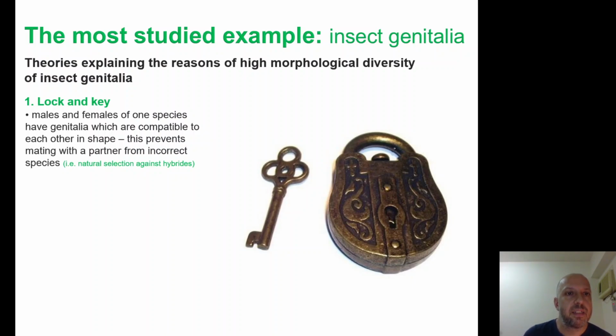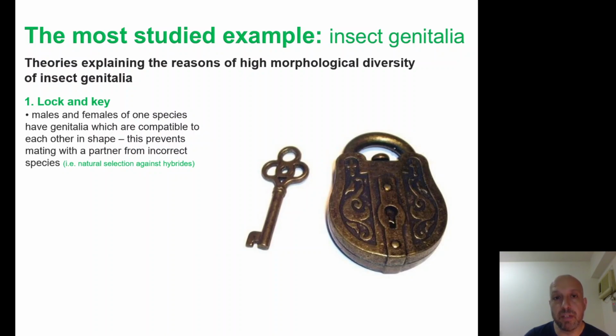Basically, the idea is that males and females are somehow compatible. Their genitalia fit each other like the key and the lock. That naturally means that a male of species A can only mate with a female of the same species, because if they make a mistake and try with a female of another species, their genitalia are not fitting, right? So the idea was that this is something like natural selection against hybrids. Somehow, the system evolved in this way because hybrids are not a good idea, right?